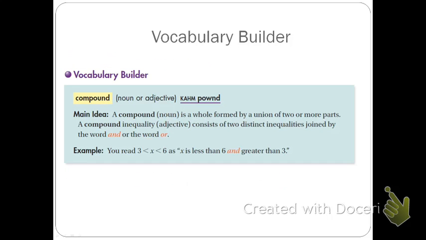So here we're going to introduce you to a new word, compound. Compound inequality is much like compound sentences. In English, you have learned that two sentences can be combined, and they are called compound sentences. An inequality can also be combined to form compound inequalities. Let me give you an example.